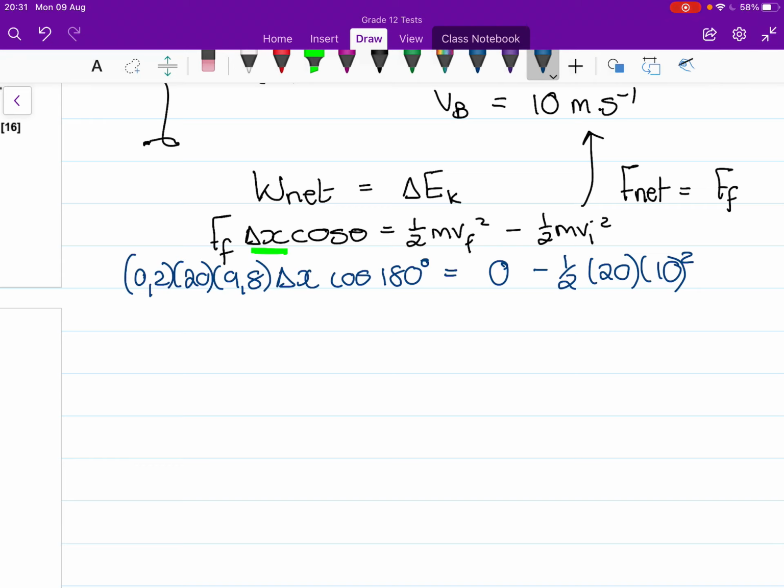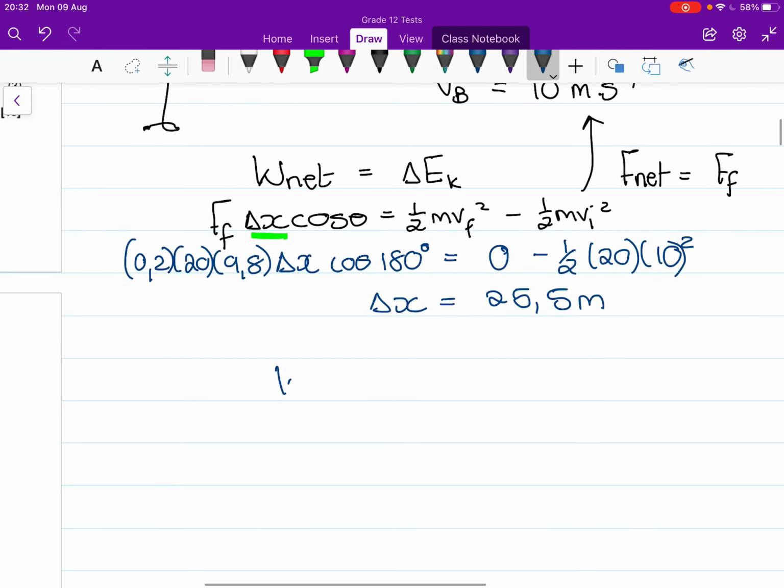Now it's solving for delta x. At this point, because a lot of you gave me cos 0, you ended up with a negative distance. Guys, you can't. The distance is positive. It wasn't going backwards. It was going forwards. Alright? And delta x works out to be 25,5 meters.